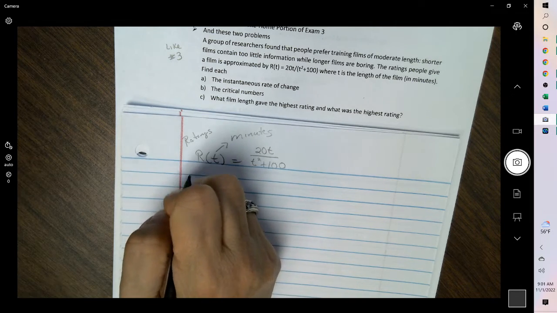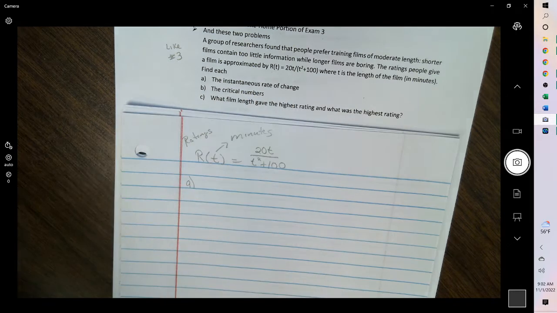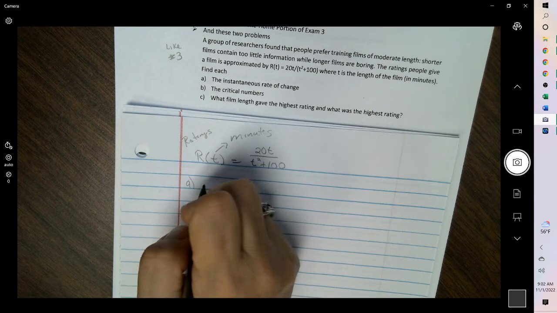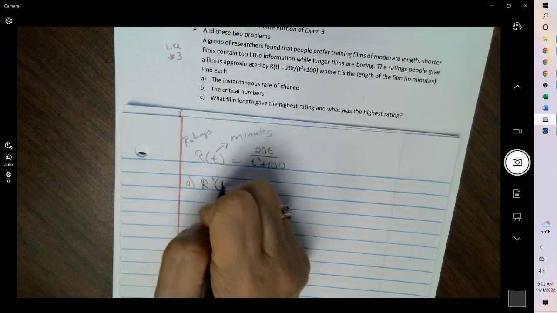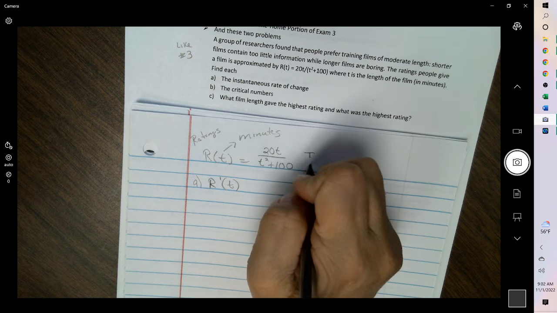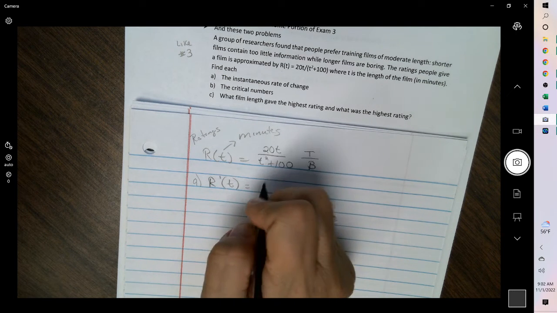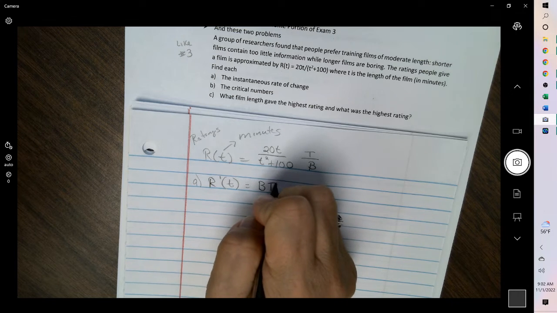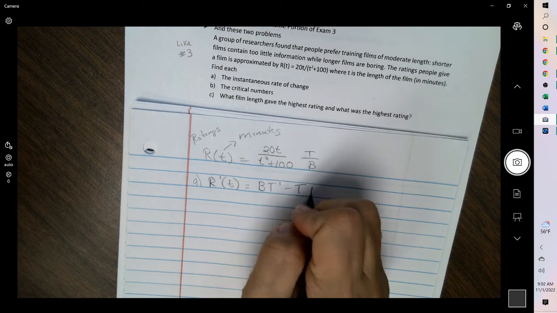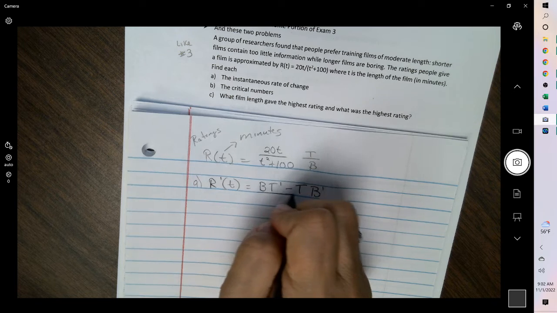The first thing they want is instantaneous rate of change. That means derivative. And the quotient rule is the bottom times the derivative of the top minus the top times the derivative of the bottom, all over the bottom squared.